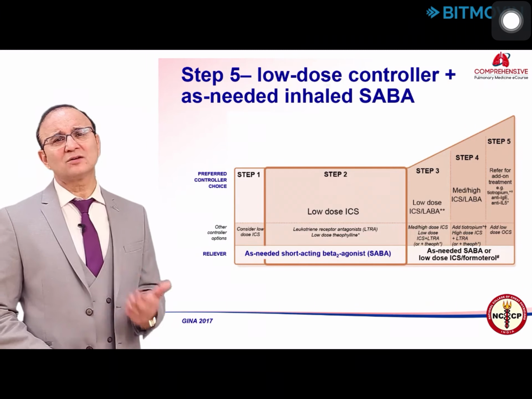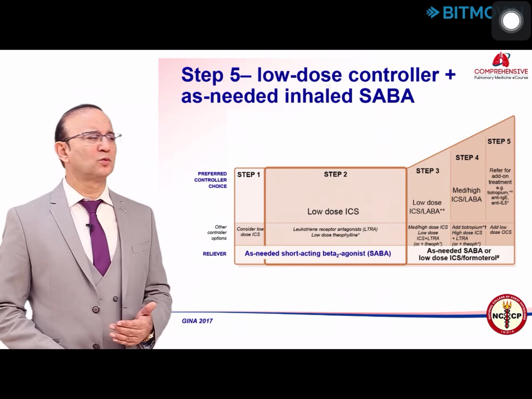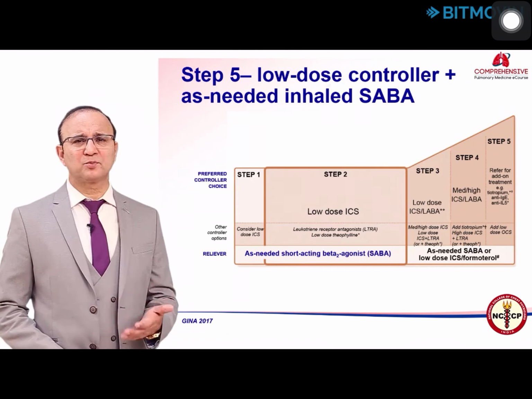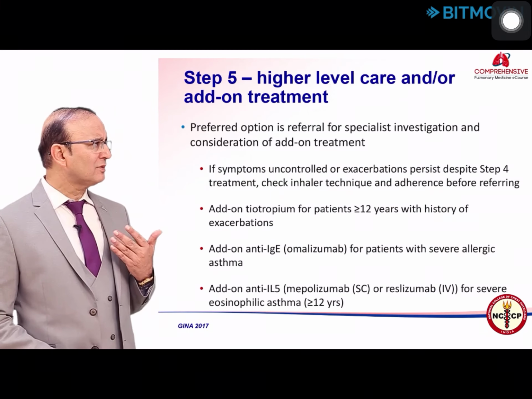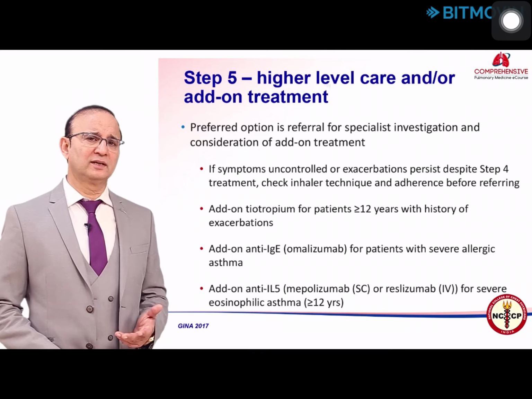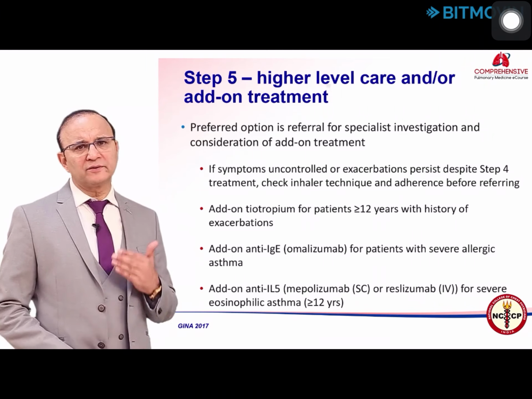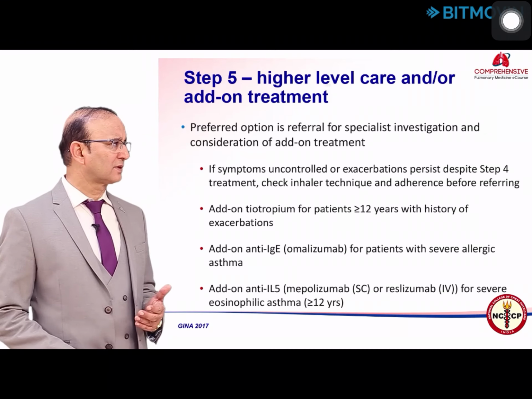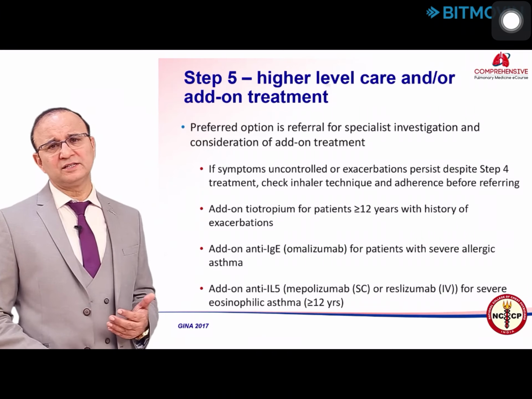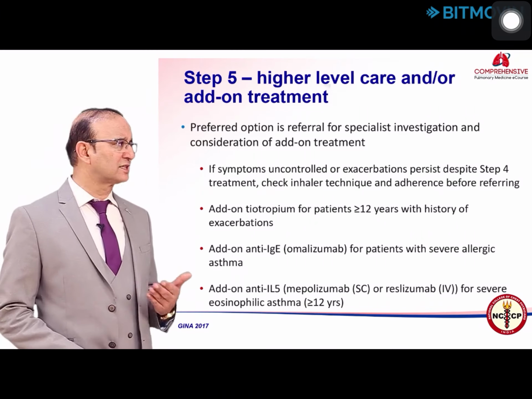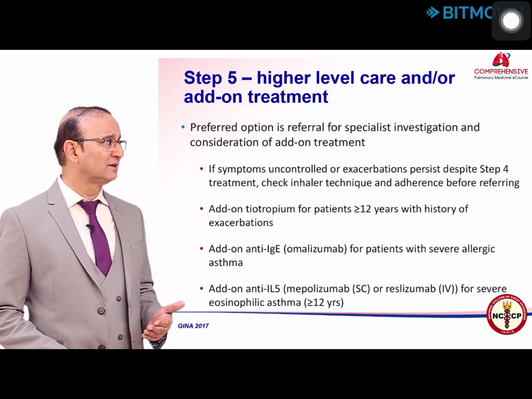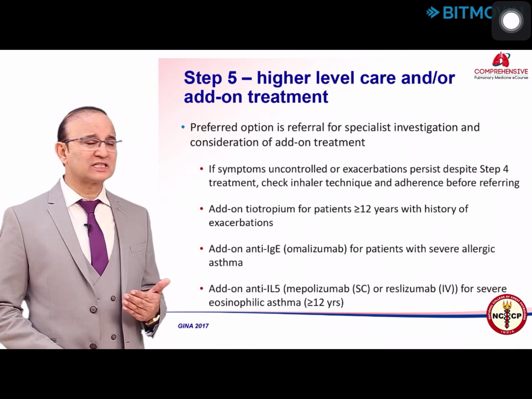Now, if a patient is not relieved even with step 4, then you go to step 5. These are the patients who have the FEV1 low, less than 60%, they're very prone to exacerbations, and their symptoms persist despite the step 4 optimization. Again, you check the inhaler technique. Then in this step, you definitely add on tiotropium in these patients with a history of exacerbation. And there are other options. You can add anti-IgE like omalizumab for a patient who has severe allergic asthma whose total IgE level is high. Or you can add anti-IL-5, mepolizumab or reslizumab, for severe eosinophilic asthma.